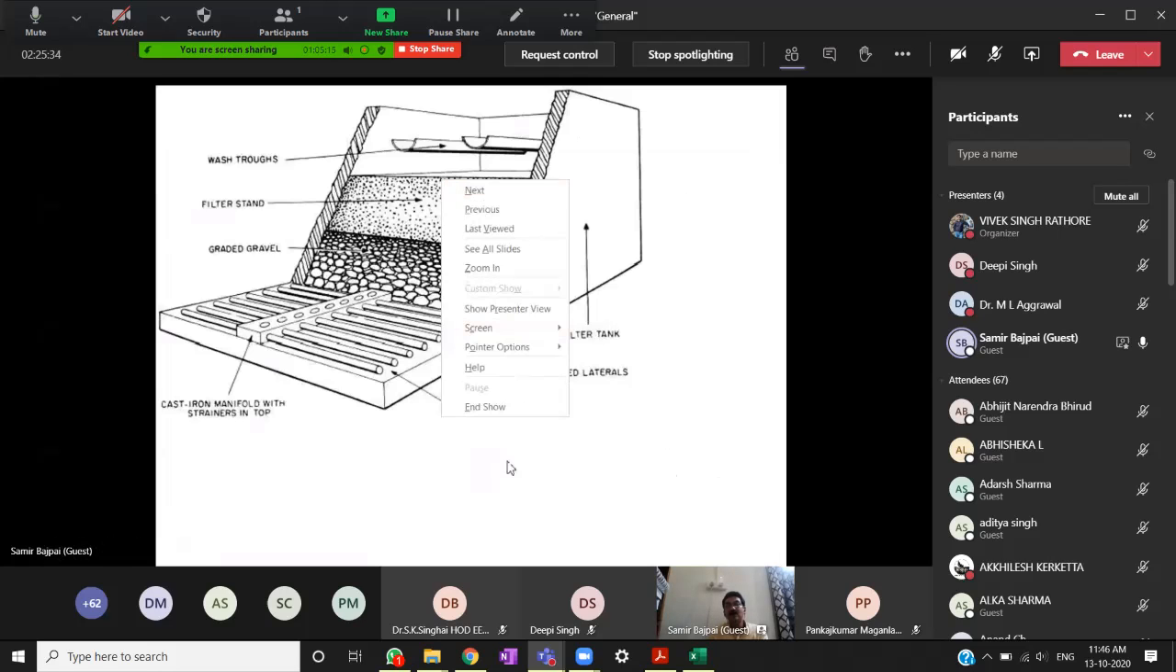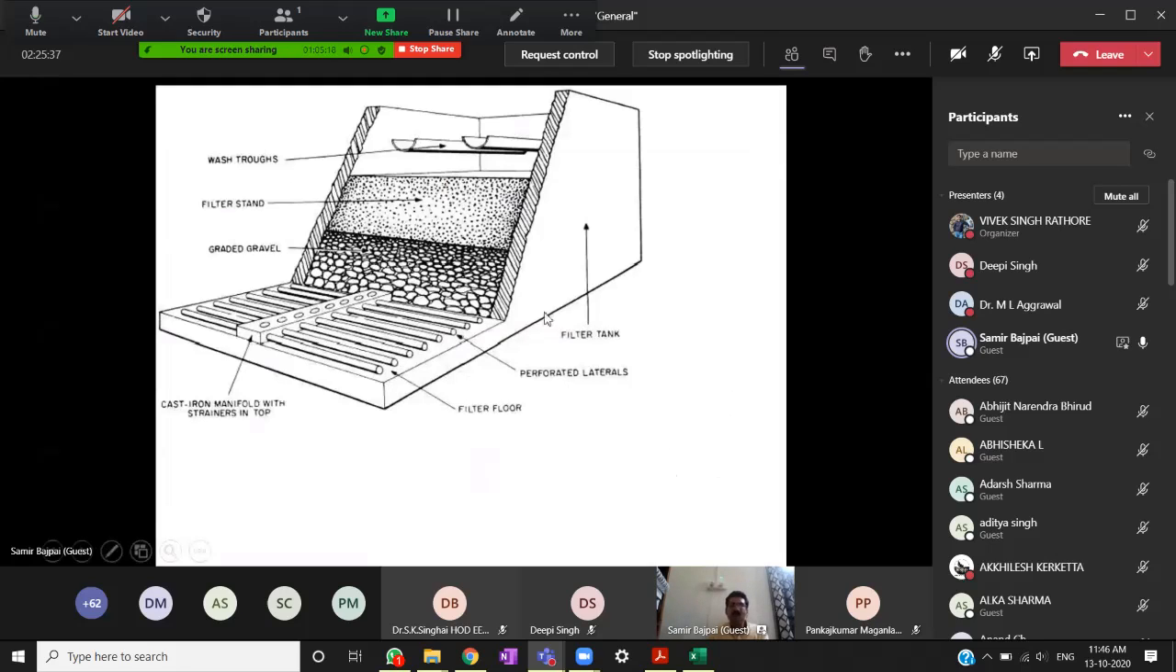This is, you can say, a cross section through the rapid sand filter. So you have an under drainage system to collect the clean water. You have a gravel bed to support the sand media, and then you have the sand media, and on top you have these wash troughs which carry the dirty wash water away from the tank, and which also introduce influent water on the surface media. And this is a filter tank body which is made of masonry or RCC mostly.